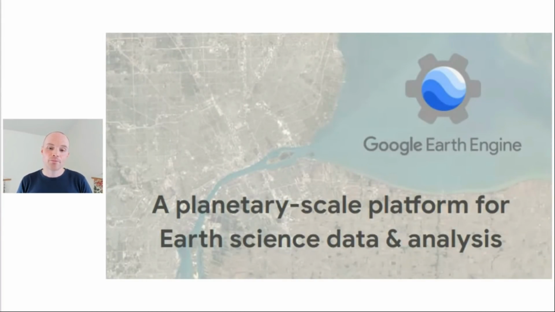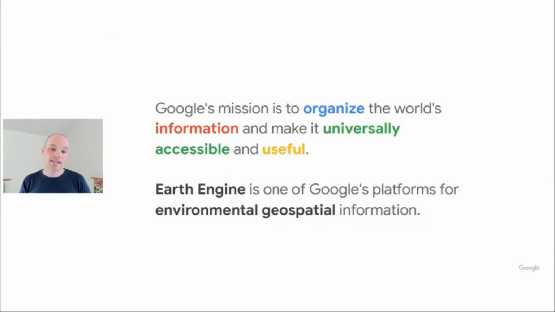So what is Earth Engine? Well, the short answer is a planetary scale platform for Earth science data and analysis. But that's pretty generic, so let's dig in a little further. First, it's maybe helpful to understand why a platform like Earth Engine exists. Google's mission is to organize the world's information and make it universally accessible and useful. And Earth Engine is Google's platform for handling geospatial information, information tied to a location. There are also others. Two of them that come to mind in particular are Google Maps and Google Earth.